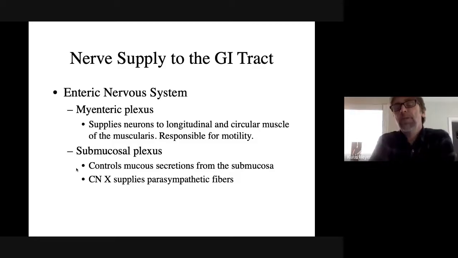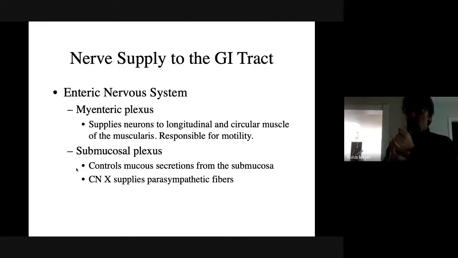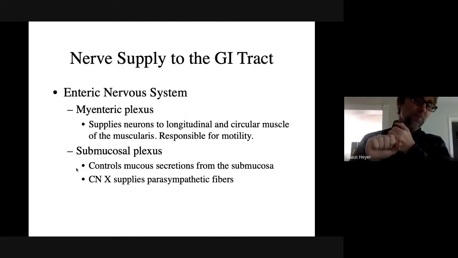But back to this. So there's the nerve supply to the GI tract. It's through the enteric nervous system. You're sending nerves to the myenteric plexus or the submucosal plexus.